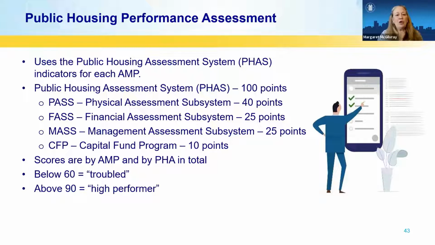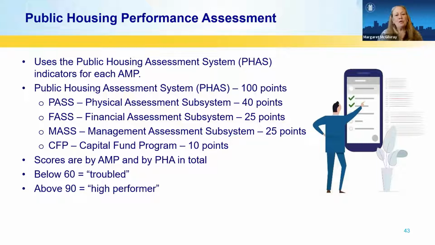The scores are generally for each development or each asset management project or AMP. If you are a small housing authority and you only have one AMP, then it's based on the whole property in general. And then the AMP scores are weighted by how many units are in each AMP and then combined together to create an agency-wide score.